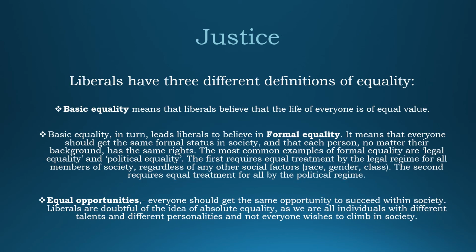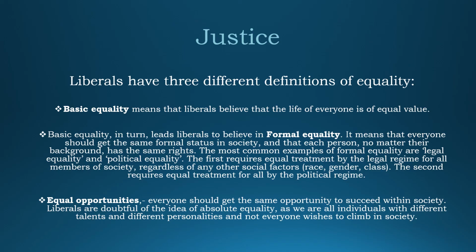So liberals have three different definitions of equality. The first one, basic equality, means that liberals believe that the life of everyone is of equal value. The basic equality, in turn, leads to a belief in formal equality. So it means that everyone should get the same formal status in society and that each person, no matter their background, has the same rights. Liberals oppose any regime that gives opportunity to some but not to others because of their gender or skin color or social class. The most common examples of formal equality are legal equality and political equality.